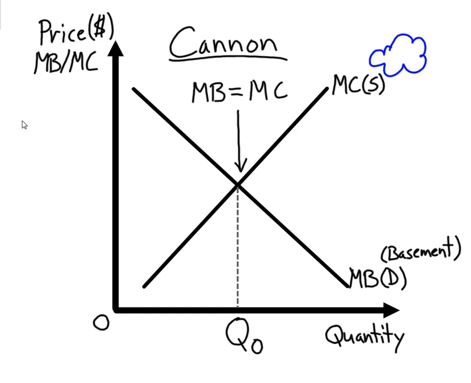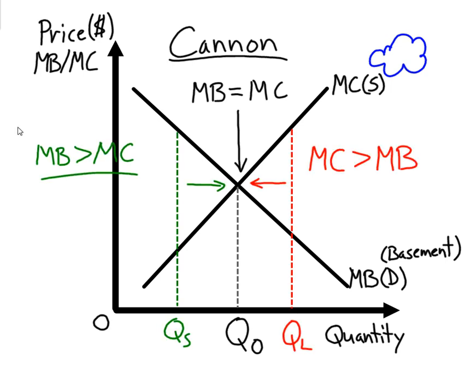Now, why is that the optimal quantity? If we go to quantities that are smaller than QO, why is that not better? Or if we go to quantities larger than QO, why is that not better? That's what we're going to look at next. So now I've added two different quantities, QS and QL, in addition to our optimal quantity QO.